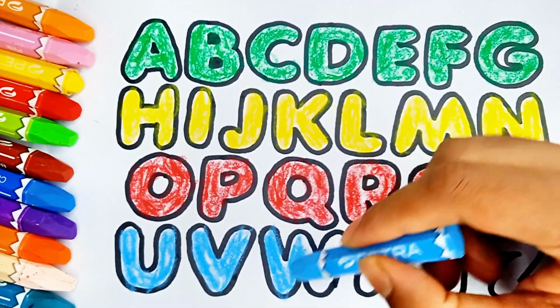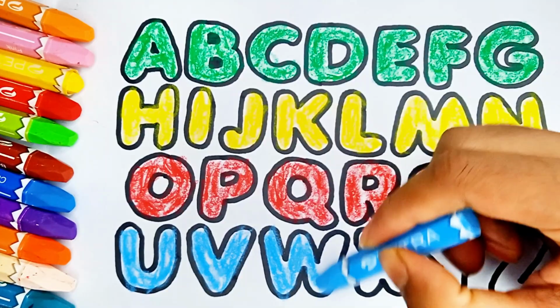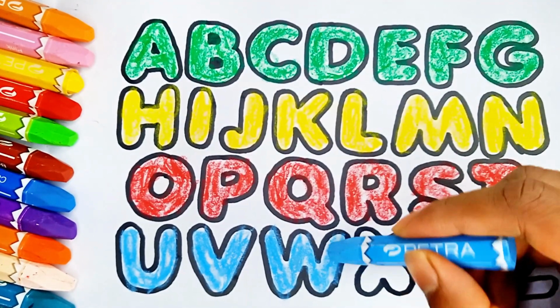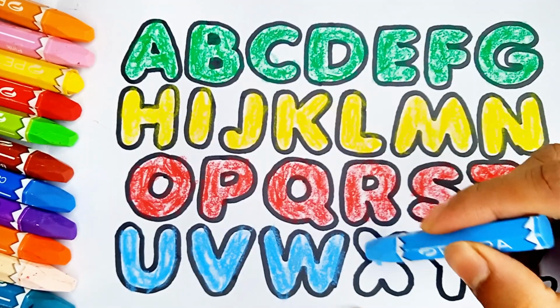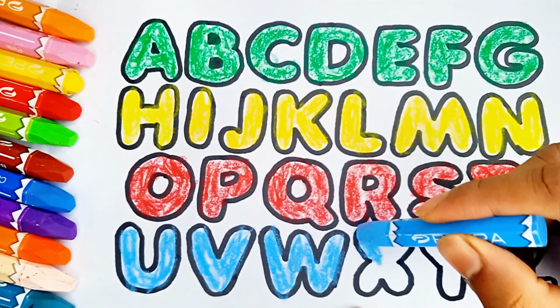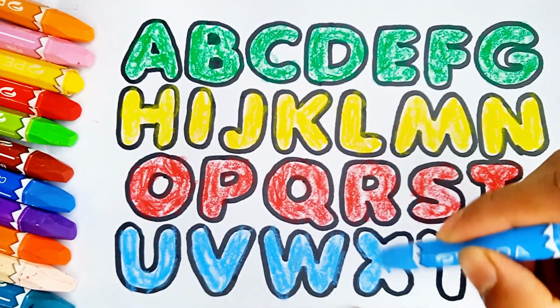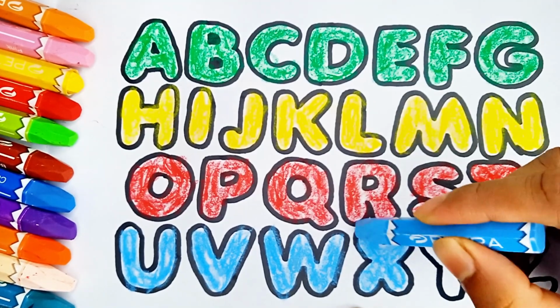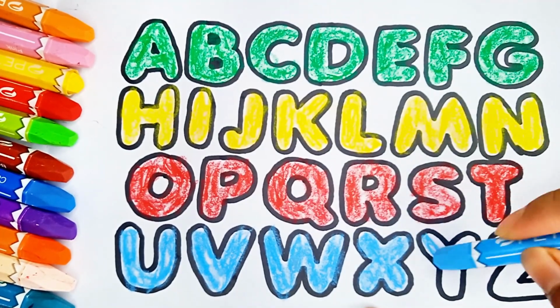A, B, C, D, E, F, G, H, I, J, K, L, M, N, O, P, Q, R, S, T, U, V, 10. X is for X-ray. Y, and Z. Now I know my ABCs. Next time, won't you sing with me?